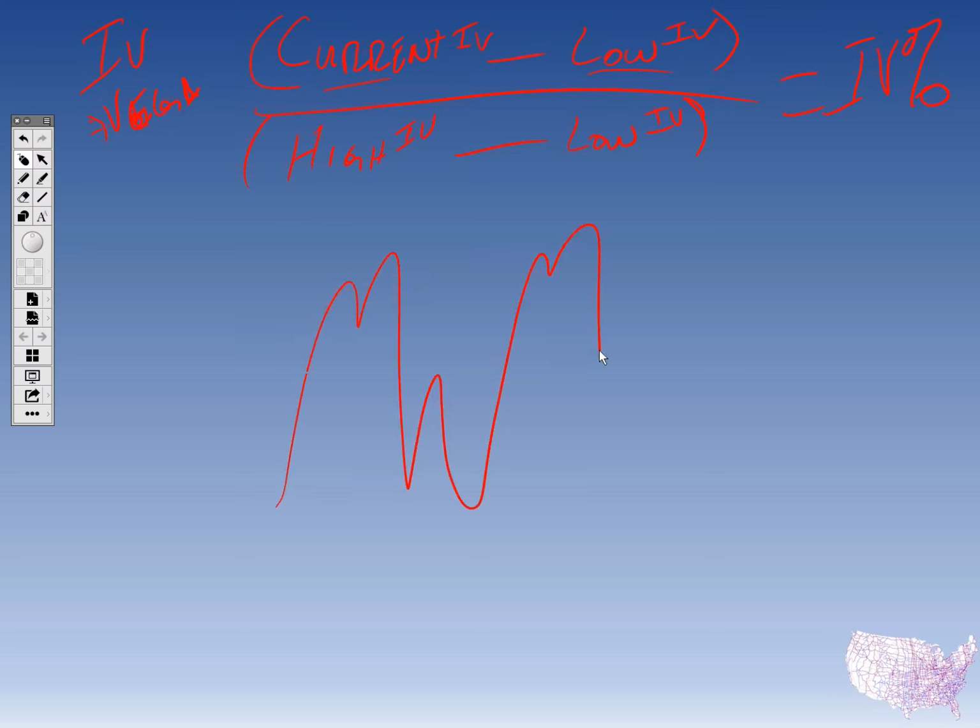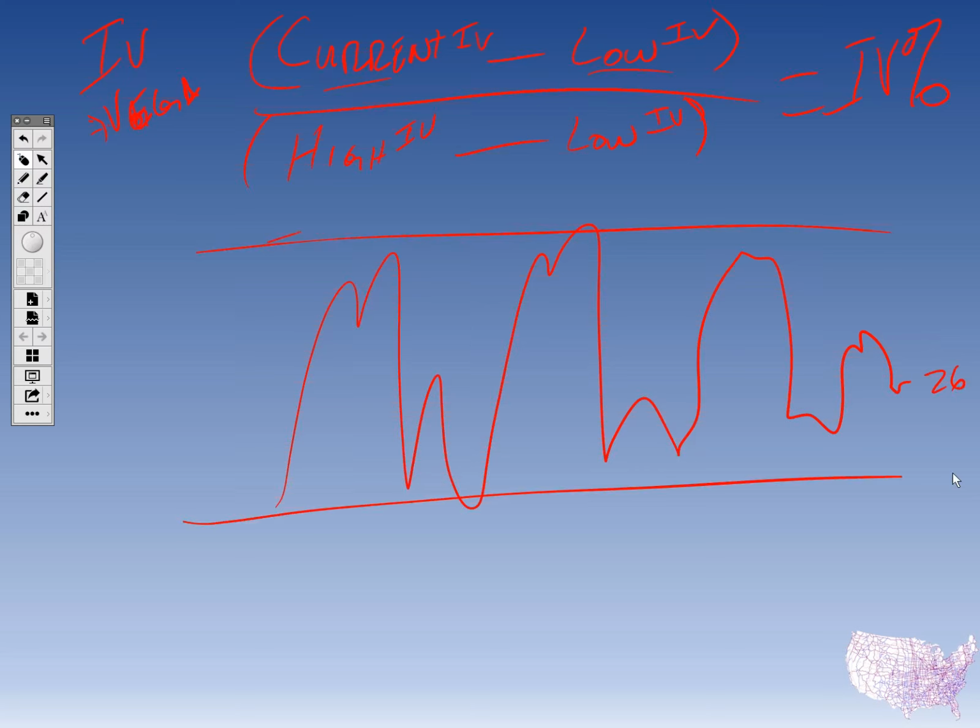Implied volatility, if this is IV and we were looking at Johnson & Johnson, we can see on a chart a lot of times that it's kind of in a range. So we want to look at those ranges, and this could be like 70 or something like this, and this could be 15, right? So it usually will not go much below 15 and not go much above 70. So when it's down around this area, we can see that premiums for that underlying would be relatively cheap.